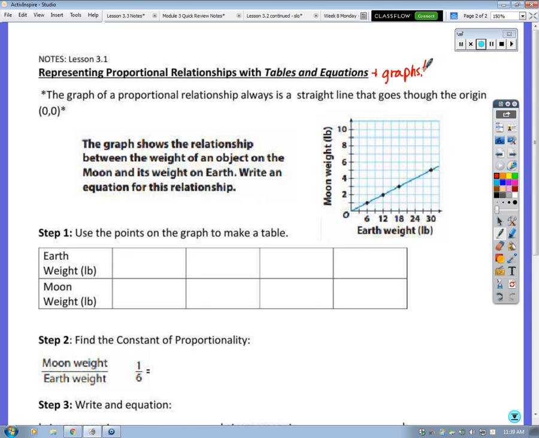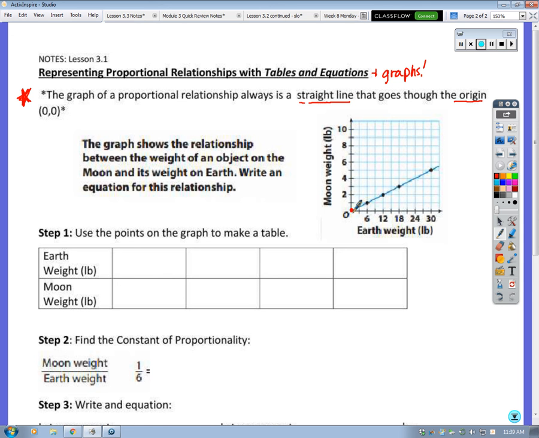I like graphs because they're very visual. It's very easy to see if it's a constant of proportionality, because the graph of a proportional relationship is always a straight line that goes to the origin. This is really important to remember. This is a key concept here that we want to remember. The graph of a proportional relationship is always a straight line, and it has to go through the origin.